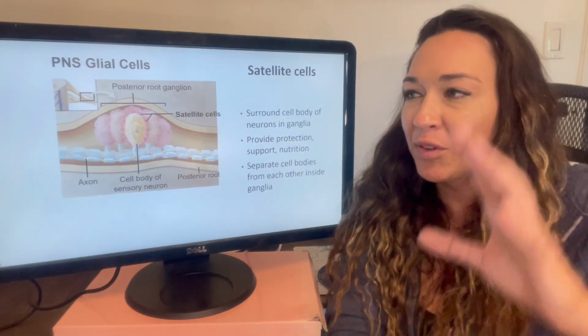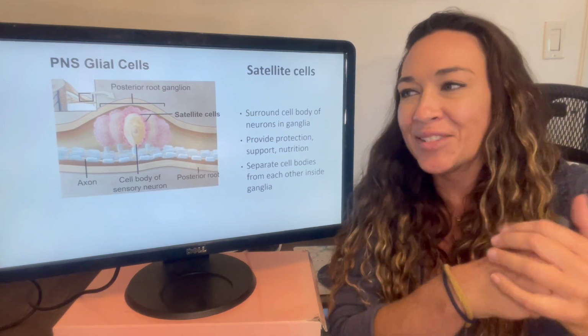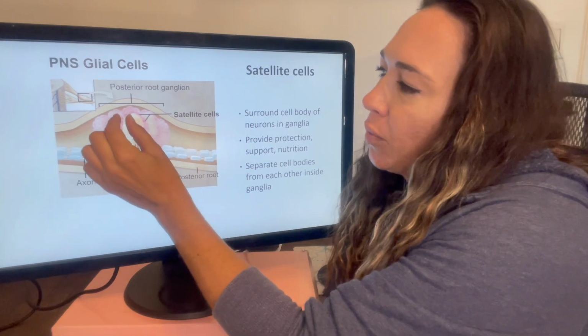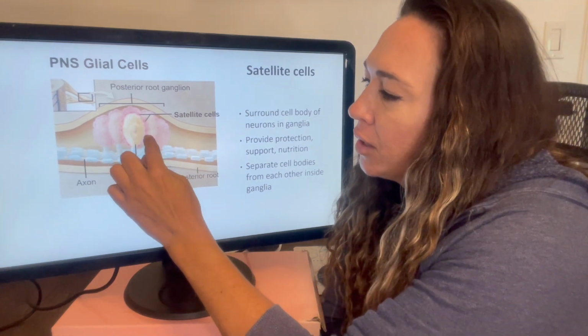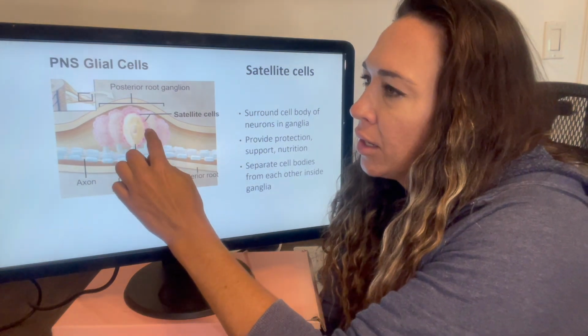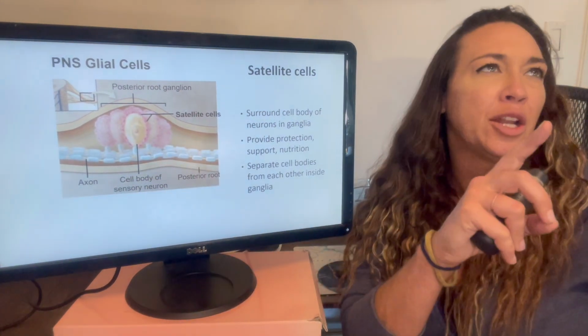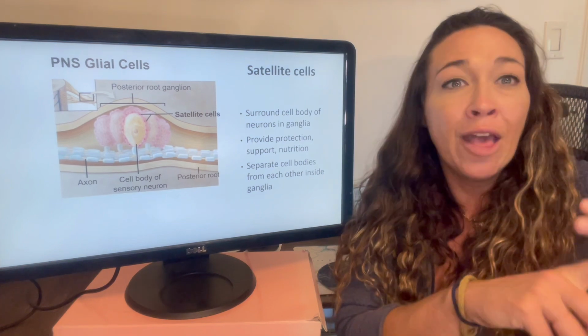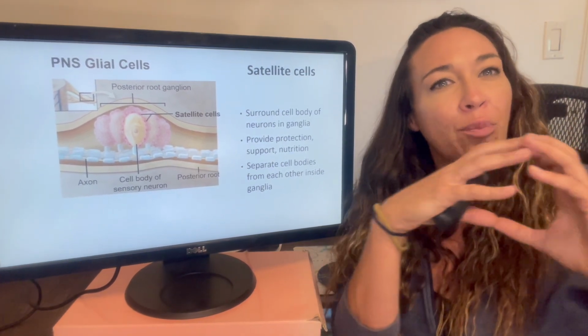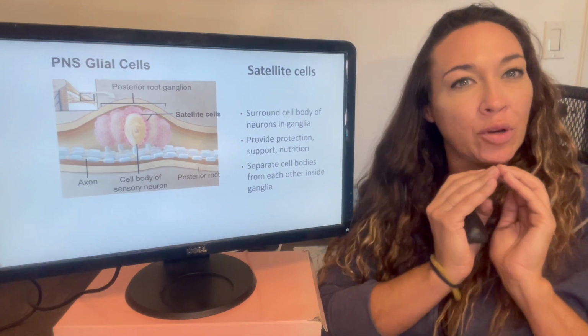We're not done. We do have a couple more. We've got satellite cells as well. So these satellite cells, as you can see right here, right, the little pink one, are basically going to be surrounding these little cell bodies, right? And they're going to help to provide support, nutrition. They're also going to separate each neuron from each other. So they kind of separate each of the cell bodies and they wrap around it almost like a little blanket.